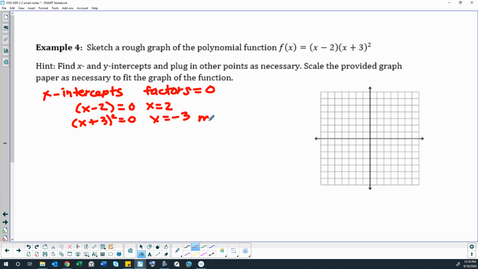Now I'm going to jump the gun on telling you about something and what it's called. This particular 0 has a multiplicity of 2. And the reason I say it has a multiplicity of 2 is because it's squared. So it would be the same 0 for both of those factors, x plus 3 and x plus 3 would give us the same 0 twice. So we call that a multiplicity of 2.